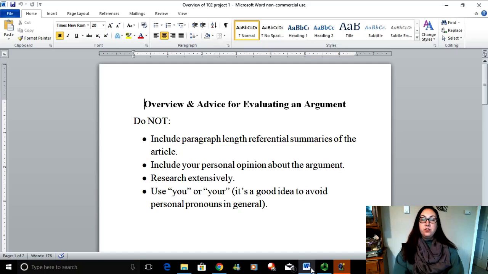And that doesn't benefit you for this type of essay because you're not writing about the topic, you're writing about how the author wrote about the topic. So that's just something to make sure you stay away from, that you avoid.